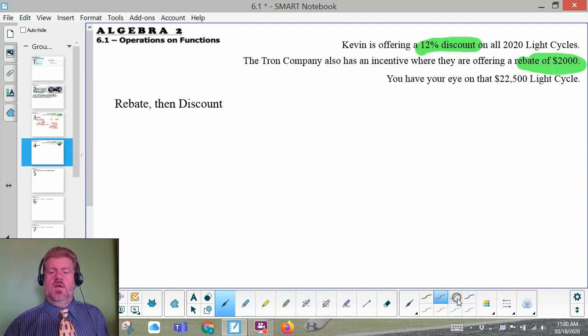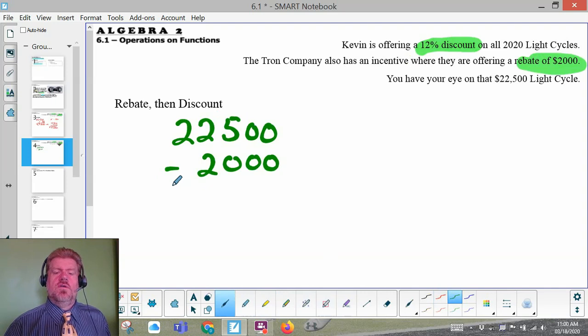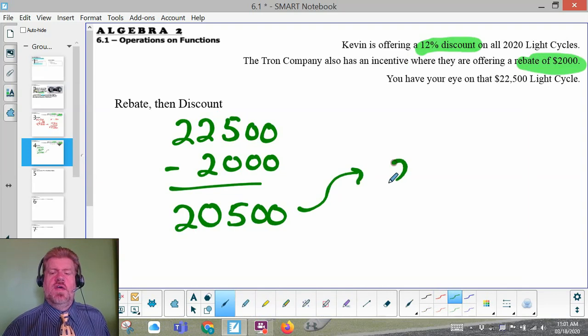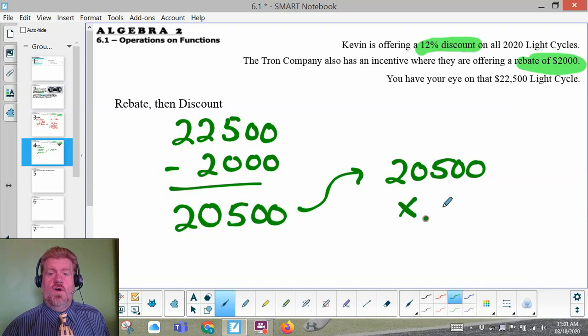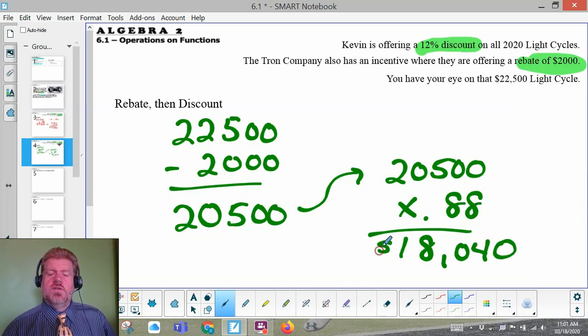So, if we do the rebate first, we take the original price of $22,500. Now I'm going to subtract the $2,000 rebate. Gives me $20,500. And then what am I going to do with that? I'm going to take that price, and take off the 12%, or leave on the 88%. So I'm going to multiply that, and the answer I would get would be, and hang on, let me check, $18,040. That's how much that would cost.